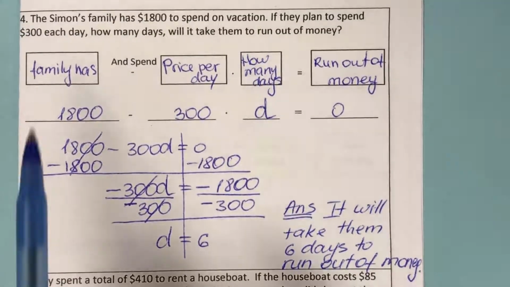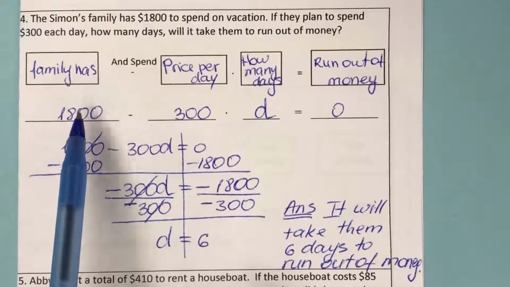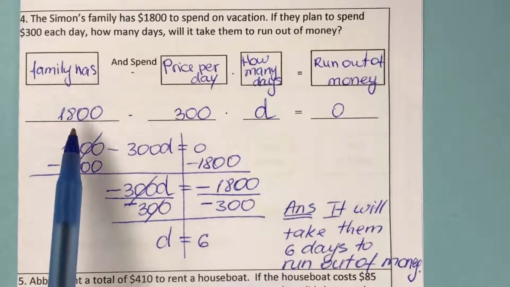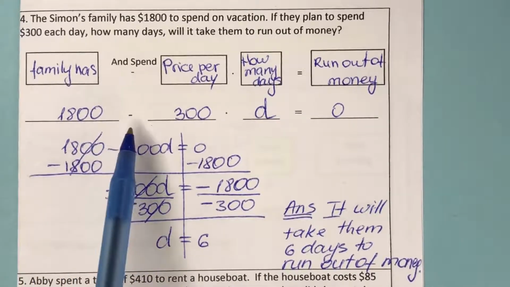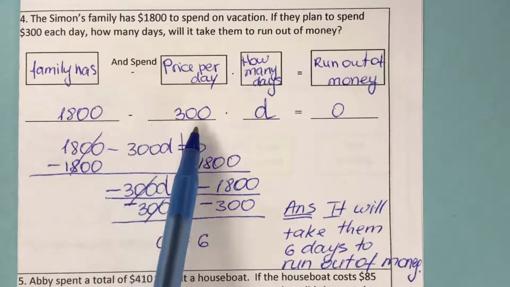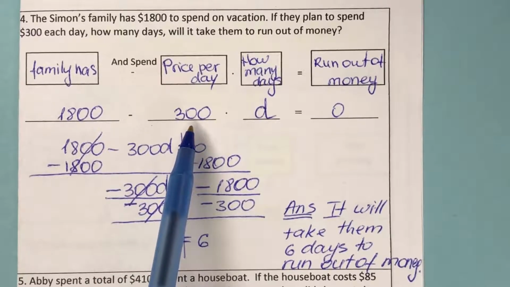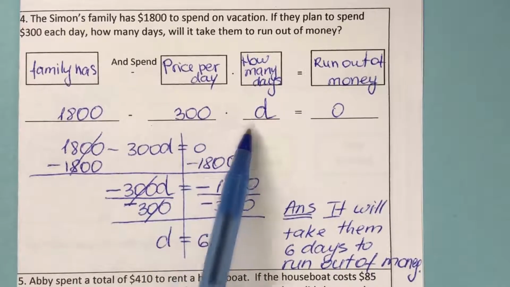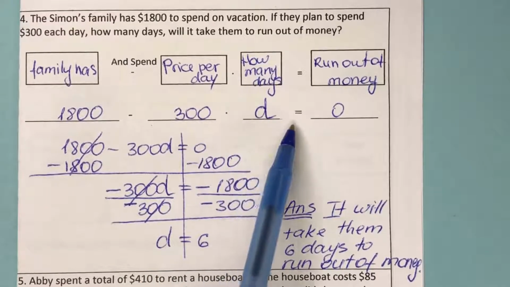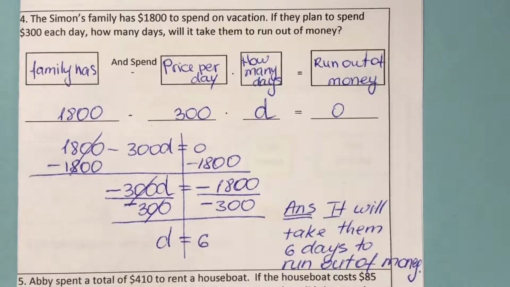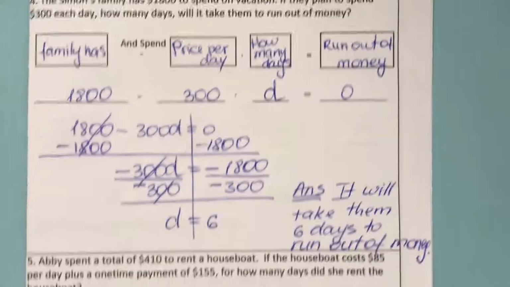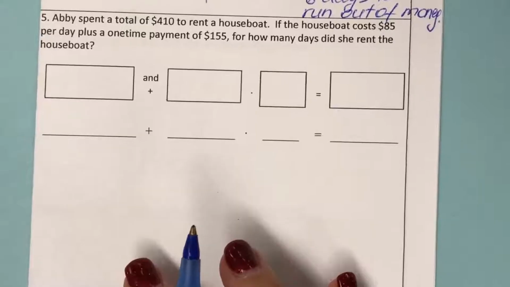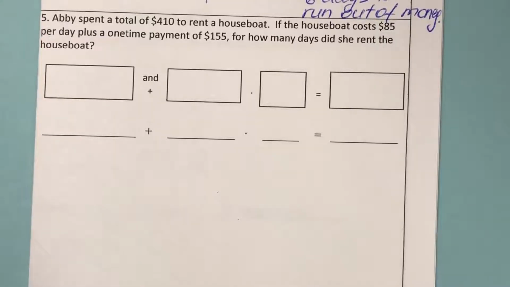Okay, so the problem translated in a mathematical sentence. You have a budget, you're spending means subtraction, you have a budgeted spending $300 per day, so that's multiplied by the number of days equals 0 because running out of money means have nothing. I have one more problem left for you to try, and then we'll check in class.